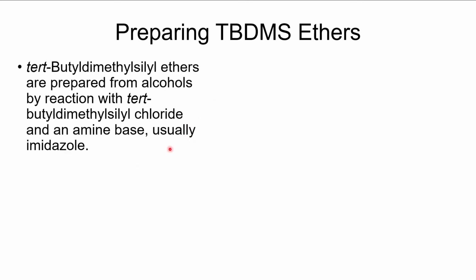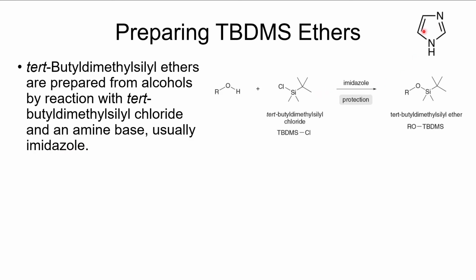So to prepare the tert-butyl dimethyl silyl ether from an alcohol, we're going to use tert-butyl dimethyl silyl chloride and an amine base, which is a fairly mild base called imidazole. So here I've got a little picture of imidazole up here in the corner for your convenience, so you know what it looks like. But here's our alcohol, and again, many alcohols will work here. There is our TBDMS chloride, tert-butyl dimethyl silyl chloride.